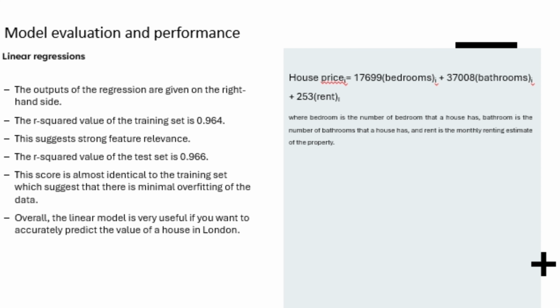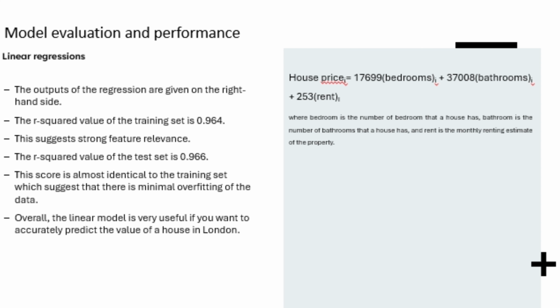The R-squared value of the linear regression on the training set is 0.964, which shows that the model prediction fits extremely well with the actual data points. Therefore, the model has great feature relevance. The R-squared value of the test set is 0.966, which is almost identical to the training set, thus showing that there is minimal overfitting in the model.